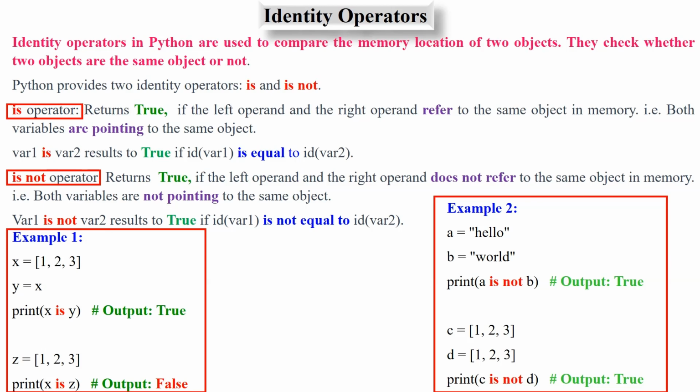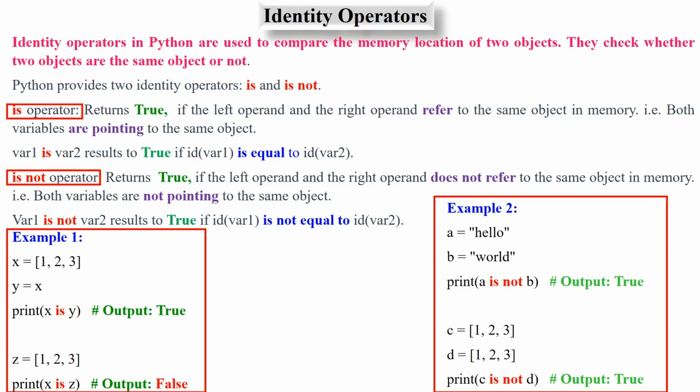In example 1, it creates a list [1, 2, 3] and assigns it to the variable x. Then, it assigns x to the variable y. In the first print statement, it checks if x and y refer to the same object using the is operator. Since both x and y refer to the same list object, the expression x is y evaluates to true.